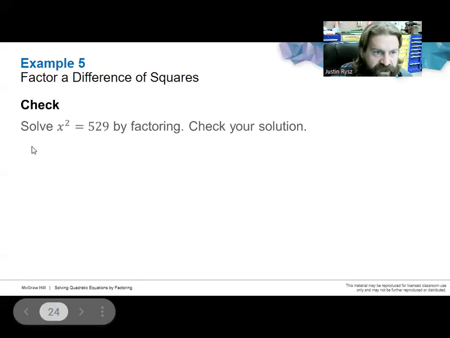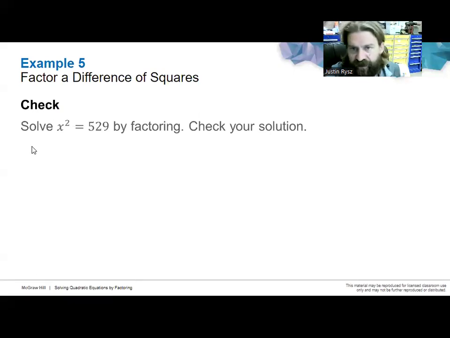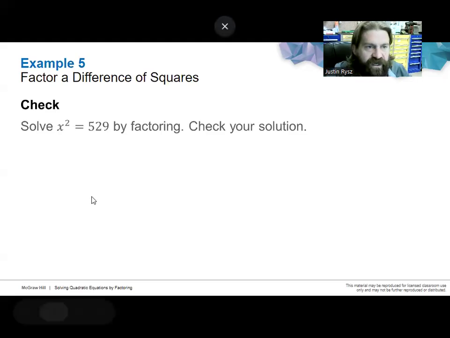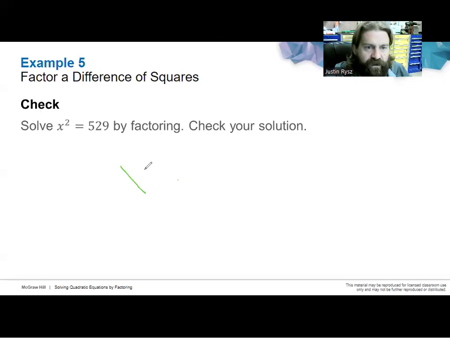You guys want to try this one on your own? Let's see. What I would check on the calculator: can you take the square root of 529? Yes, you can. It is 23. So we would get a positive and a negative 23.